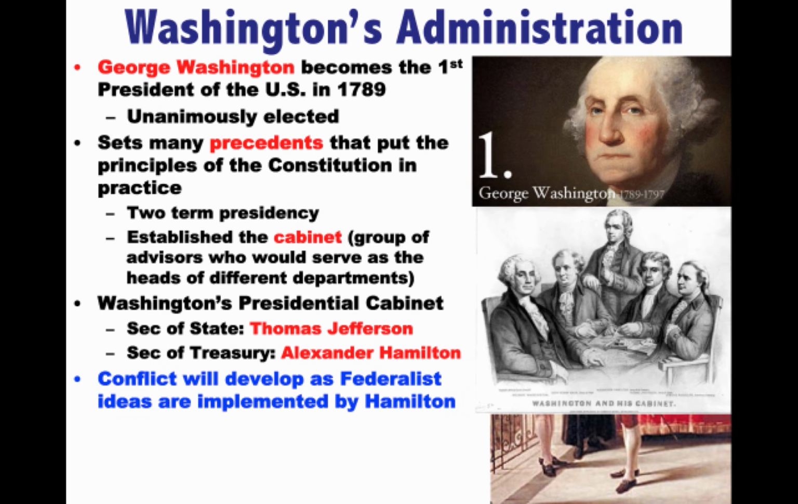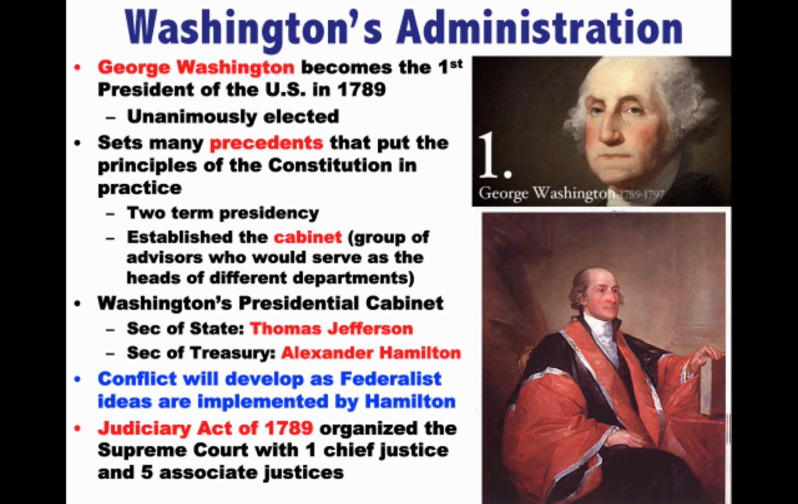Key idea, extremely important, conflict will develop as Federalist ideas are implemented by Alexander Hamilton. You're going to get the creation of political parties, and in this early period you also get the Judiciary Act of 1789. It organized the Supreme Court with one Chief Justice. There is John Jay, he will be our first, and also 5 associate justices will also be named. This Judiciary Act also sets up the lower court system so you could see the government is being established.